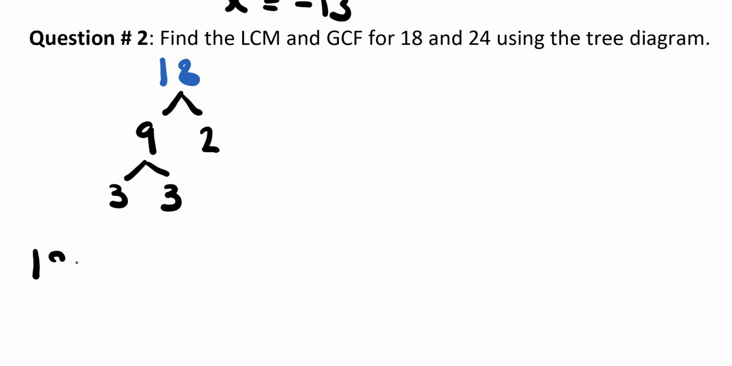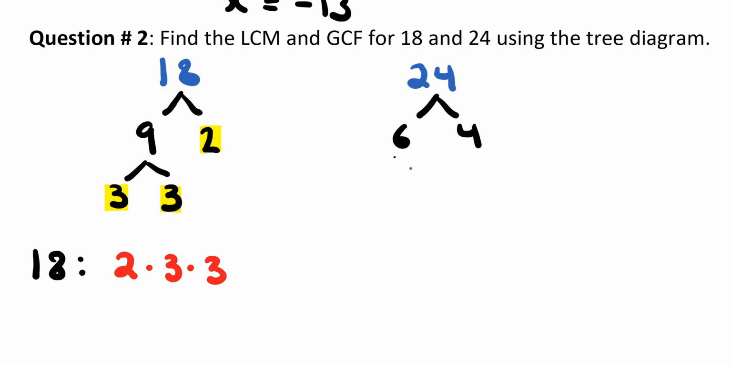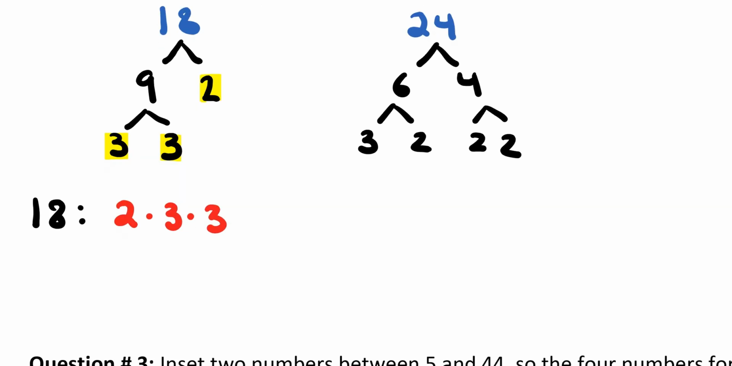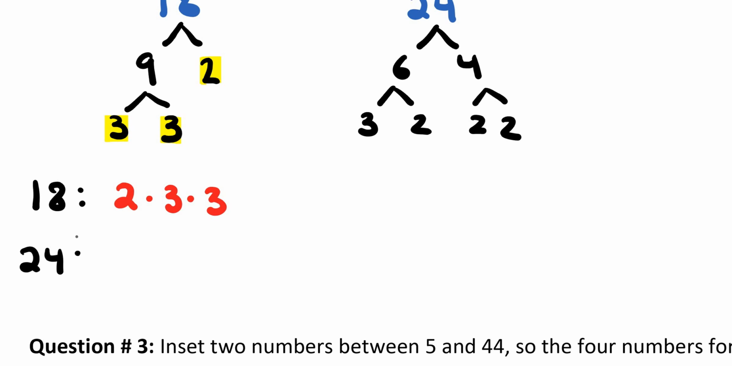So 18, if I write 18 into its prime factors, I look at all the prime numbers here, and I can write that as 2 times 3 times 3. Okay, and for 24, I want to break down 24 now using the tree diagram, and two numbers that multiply to 24 are 6 and 4. 6 will be a 3 and 2, and 4 will be a 2 and 2. Okay, so if I have 24 now, if I write down the prime numbers here, I have a 3, a 2, a 2, and a 2. So let's go ahead and write out the prime factors here.